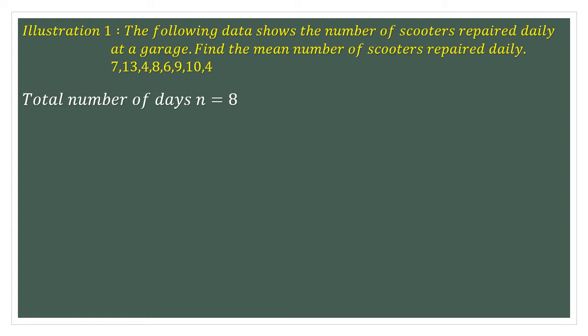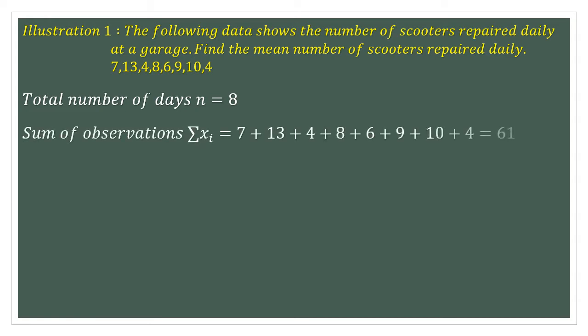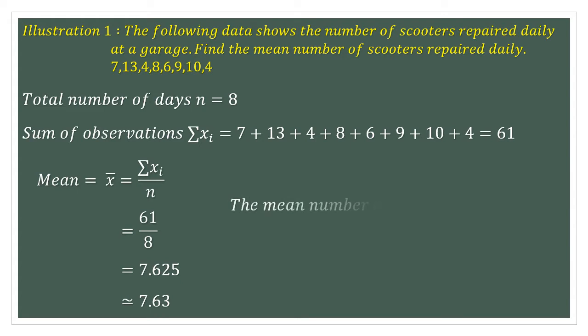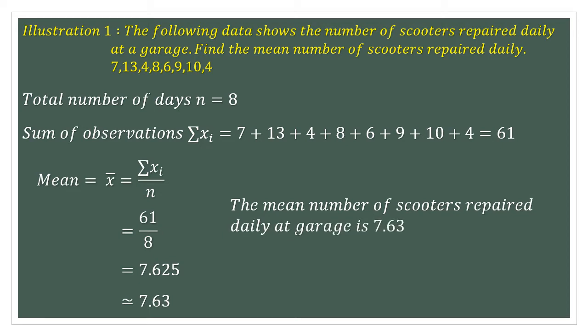So 8 data is there, and when we make a total of all those data, we get the sum of the observations, summation xi. So by adding all the observations, we get 61. So mean will be x bar is equal to summation xi divided by n, that is 61 upon 8, to get 7.625, and to round it up to two decimal values, 7.63. So we will write down a statement that the mean number of scooters repaired daily at the garage is 7.63.